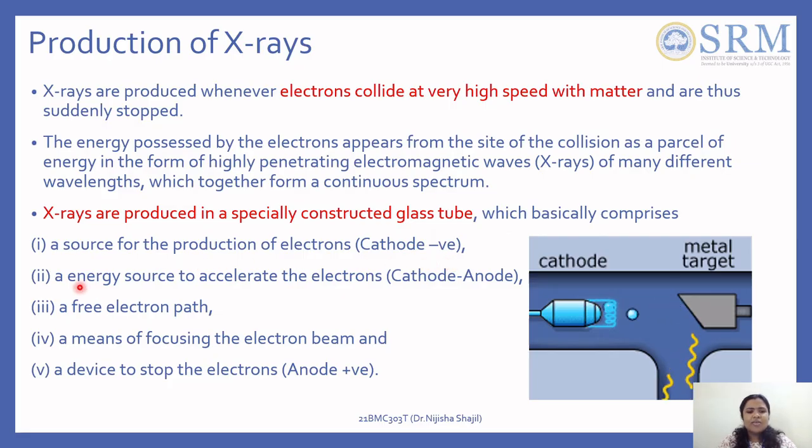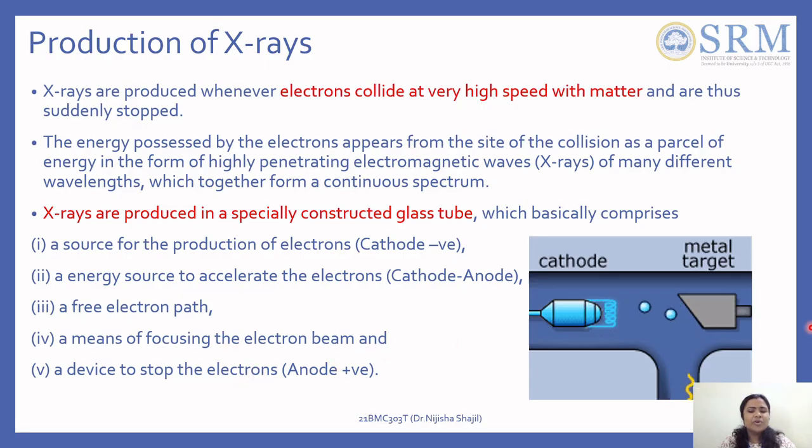The second important thing is an energy source to accelerate the electrons. Now this cathode has so many electrons. These electrons now have to get accelerated. They have to move fast. For that, you're going to create a positive part, that is the anode. The third component is a free electron path. There must be a space for the electrons to get accelerated. So this path.